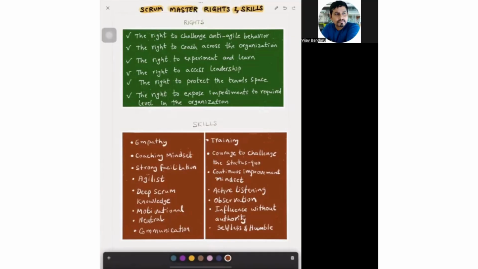Scrum Master should be an active listener and observer. These are two other important skills required. And influence without authority, especially since the developers are not reporting to the Scrum Master. So Scrum Master should be a person who is able to influence without authority. And also selfless and humble. These are the important skills required for any person to be a great Scrum Master.